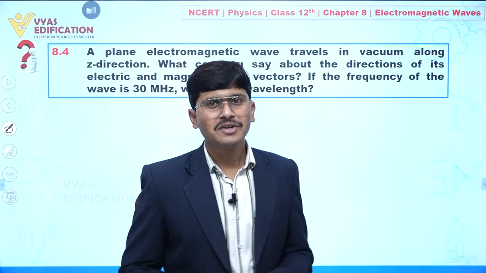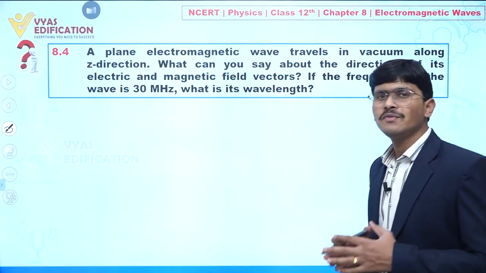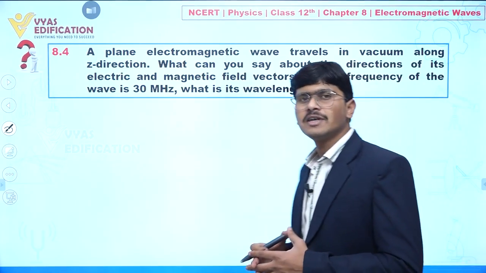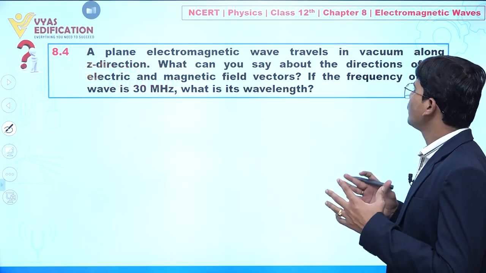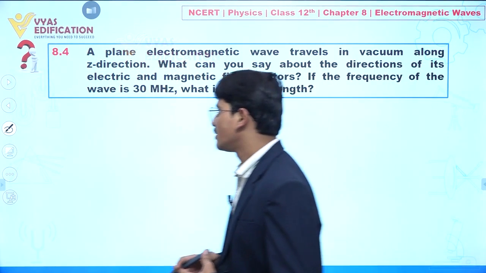Now student, we are going to discuss question number 8.4, and in this question it is given to you: a plane electromagnetic wave travels in vacuum along the z direction. Clear?